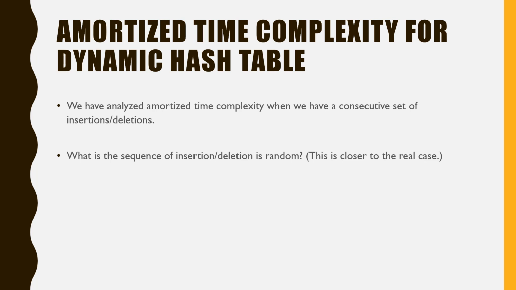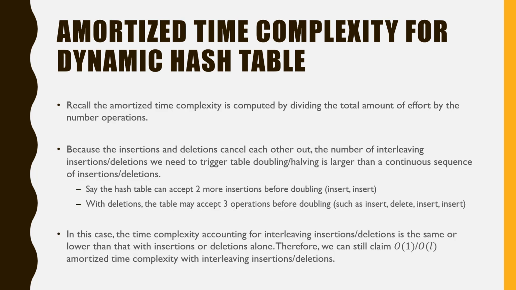Our discussions above correspond to an extremely ideal scenario, as the hash table accepts a series of identical operations. However, we know that in real cases, the hash table is more likely to accept a series of random and interleaving insertions and deletions. Now, let's consider the case with a series of interleaving insertions and deletions. Note that allowing for both insertions and deletions will in fact delay the table doubling or halving, as they can cancel each other out.